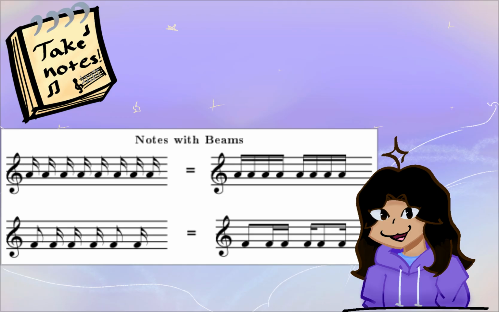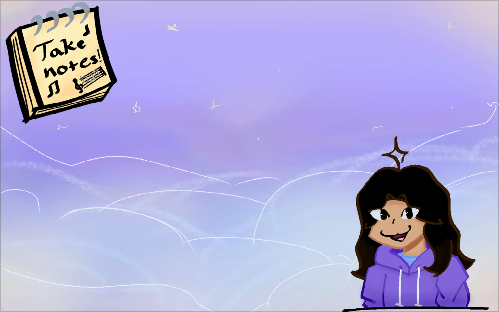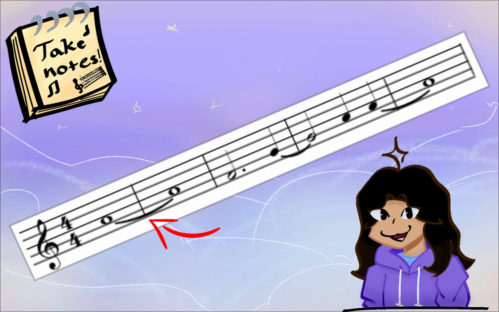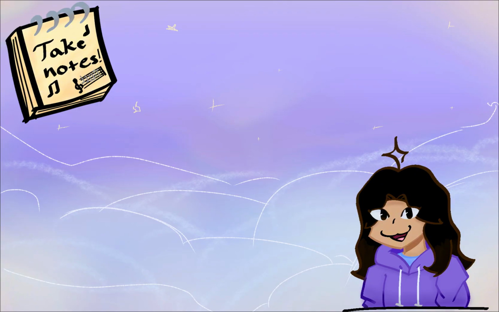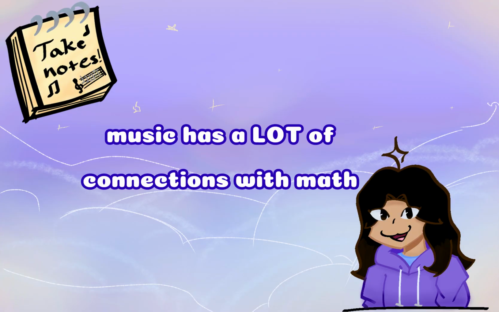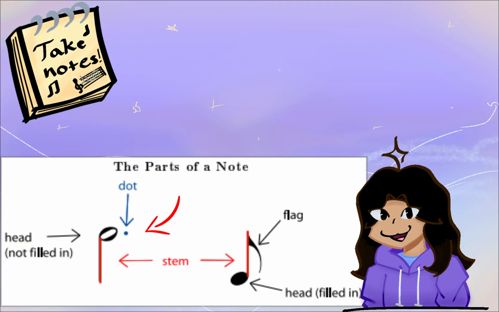These flags can connect together into beams, so it's easier to read. Only 8th notes and onwards have flags and beams, and the shorter the note value is, the more flags or beams you'll add. There are also ties, which are these arches that connect notes together. They work essentially like addition symbols in math. There are also dotted notes, which are 1.5 the length of the original note.